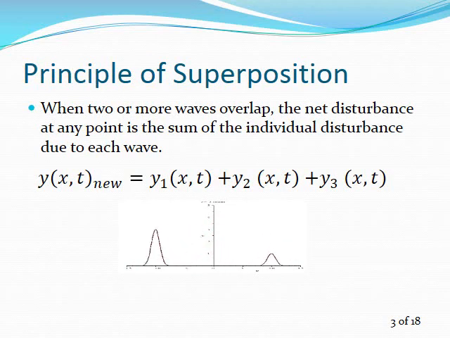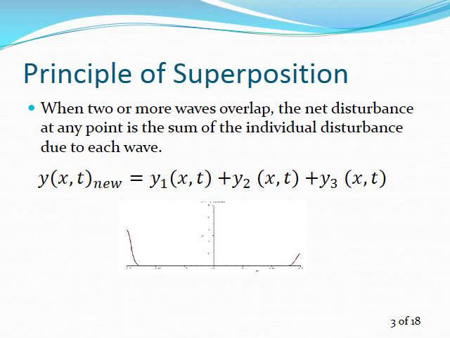Alright, this is the superposition principle. When you have two or more waves overlapping, the net disturbance at any point is the sum of the individual disturbances due to each wave. So this equation down here, Y net, is the mathematical description of superposition for three waves in the same medium at the same time. So you add them all up, and that equals the new wave.